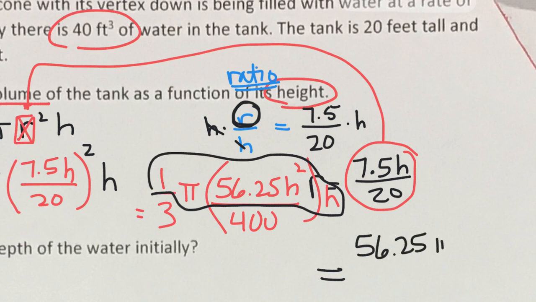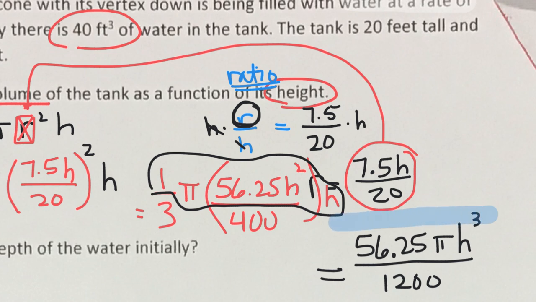56.25 pi times h cubed, all divided by 3 times 4 is 1200. Now this isn't the most attractive formula, but this is 100% correct. For our situation with a 7.5 foot radius and a 12 foot height, this is the volume of that cone as a function of its height.